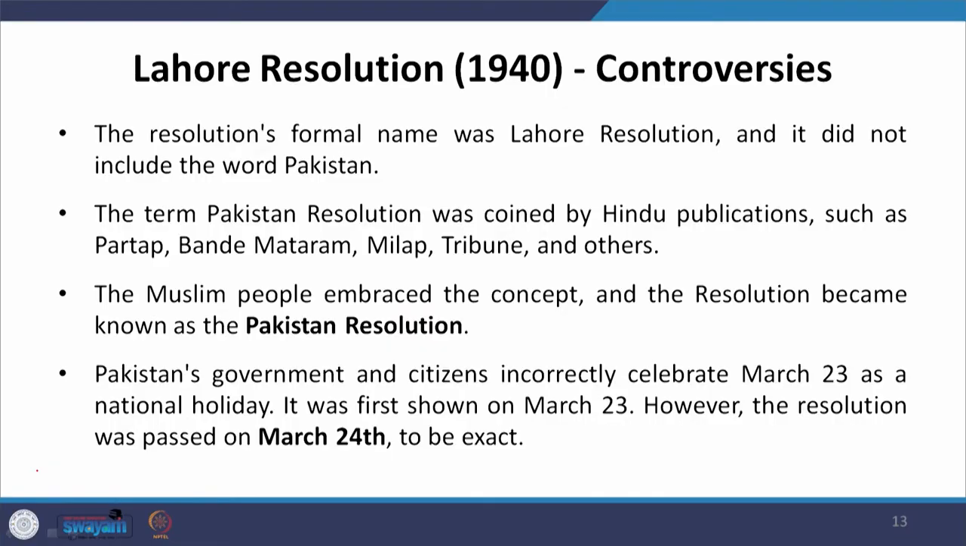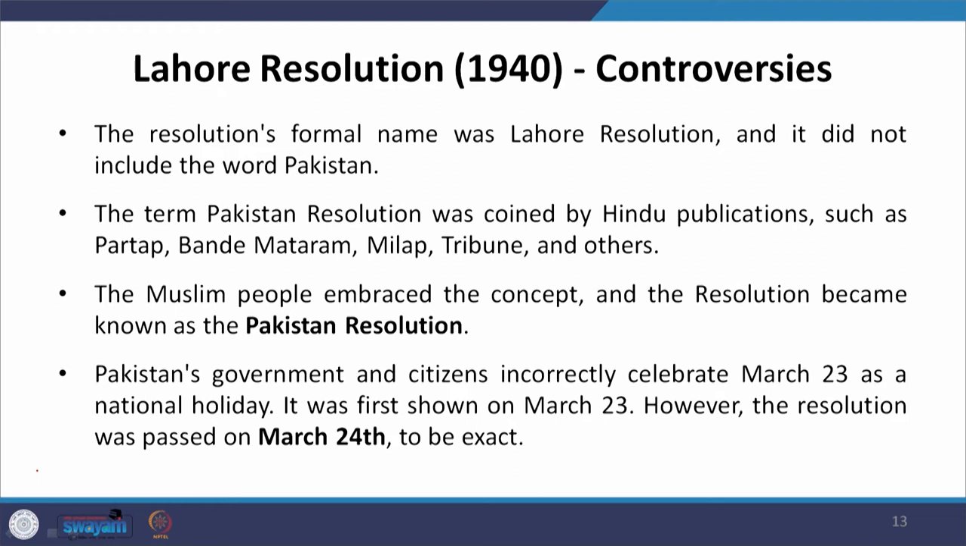So, let us now look at the controversies centering the Lahore Resolution. The resolution's formal name was Lahore Resolution, and it did not include the word Pakistan. This term Pakistan Resolution was coined ironically by Hindu publications such as Pratap, Bande Mataram, Milap, Tribune, among others. The Muslim people, however, reacted by embracing such a concept, and so the resolution went on to be known as the Pakistan Resolution.